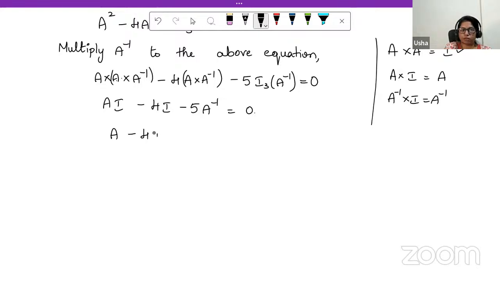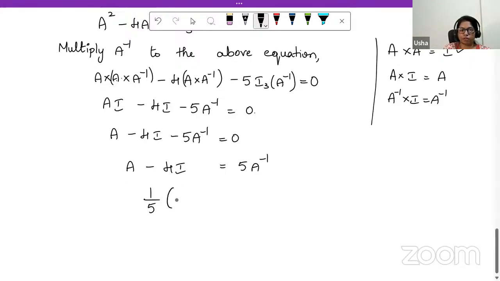Minus 4I minus 5A inverse equals 0. Now taking this minus 5A inverse to the right hand side, 5A inverse is equal to A minus 4I. Now 5 we will bring to the left hand side by dividing, so 1 by 5 into A minus 4I is equal to A inverse. Has everybody understood this procedure?